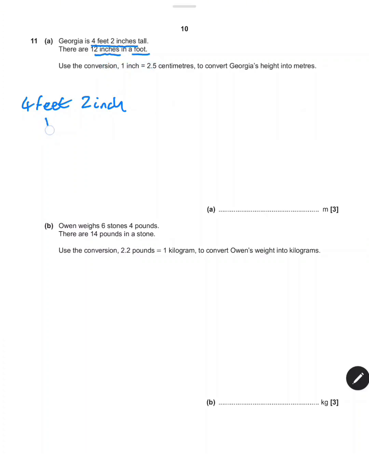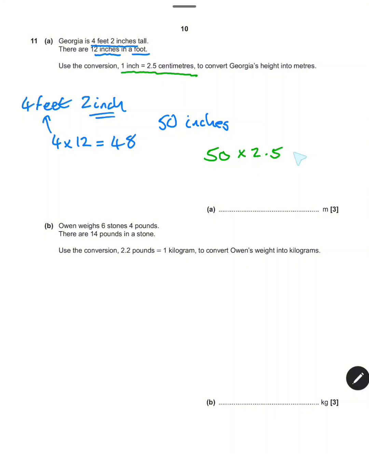So these feet here, if I do 4 multiplied by 12, that will turn 4 feet into inches. So 4 12s are 48. Don't forget to add on this 2 here. Georgia is 50 inches. Now we know how tall she is just in inches. We can use this conversion to change her height into centimetres. So I need to say that she's 50 inches, and every inch is 2.5 centimetres. I need to multiply by 2.5.